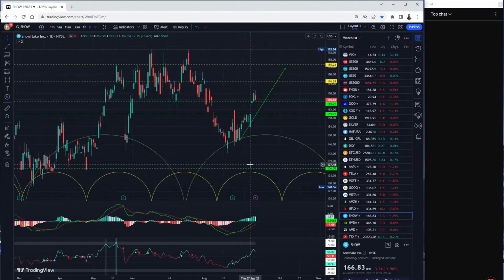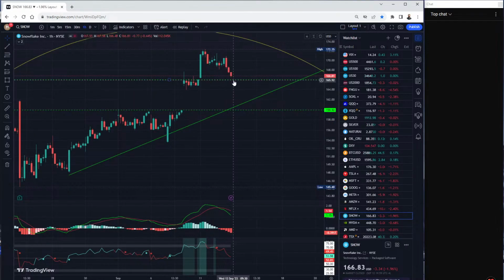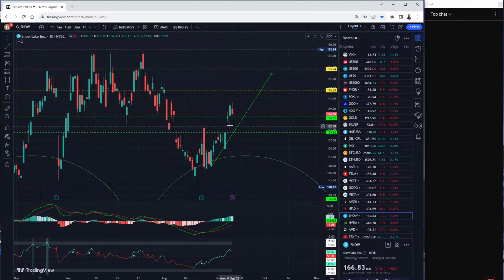Snowflake, massive gap up, and still this gap is not filled. There's another massive gap here, so we'll see if it wants to fill this gap down first before going higher, or there are also a couple of gaps on the upside. So my preference is to go higher and fill those gaps above.